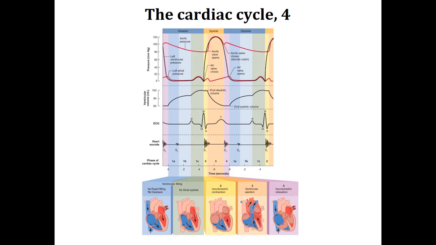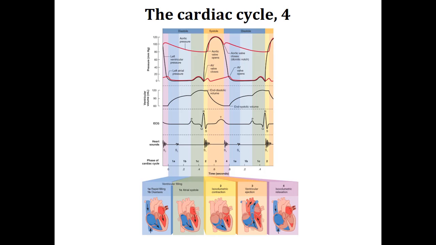So the aortic is going, let's look at the ventricles. So the left ventricular pressure and the left atrial pressure, there's pretty much no pressure building because the valves are open and you're not trapping the blood in there at this point. So the pressure starts to build at the end here, which is when contraction occurs.